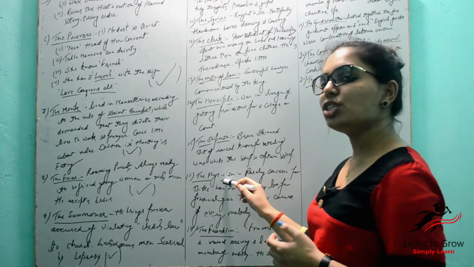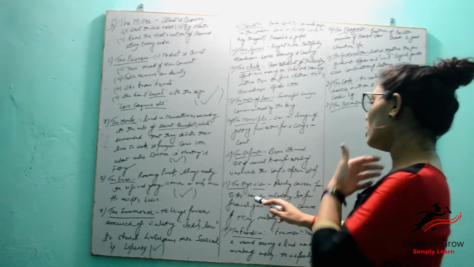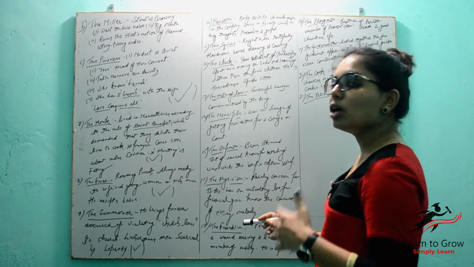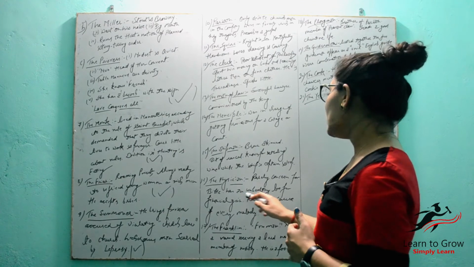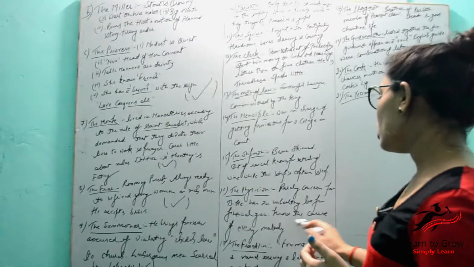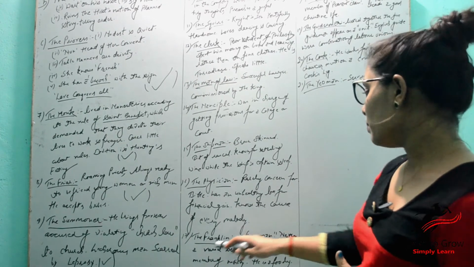And the 16th one is the physician, a kind of person who treats people. He is rarely concerned for the Bible. I mean, he does not have any belief in the Bible. He does not work according to the Bible, and has an unhealthy love for financial gain. He knows the cause of every malady. I mean, he is quite proficient in his profession.